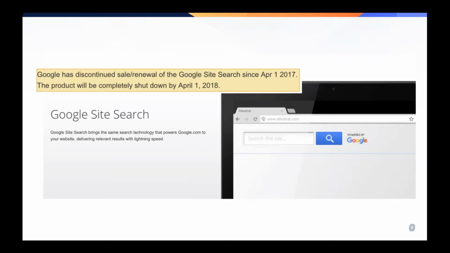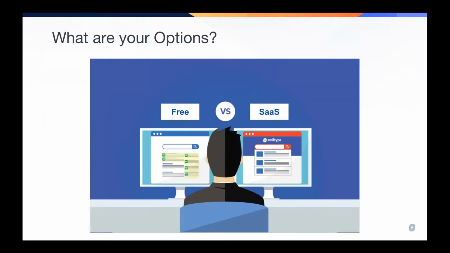So why are we here today? As you all know, Google sunsetted their site search product last year, and GSS will completely shut down in exactly 2 months, on April 1st. It's too bad that this is happening because GSS was a good product. It made it really easy for users and website owners to add a search bar to their site. But the reality is it's going away.